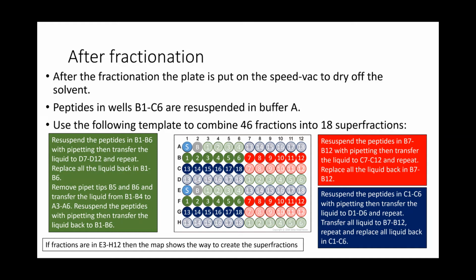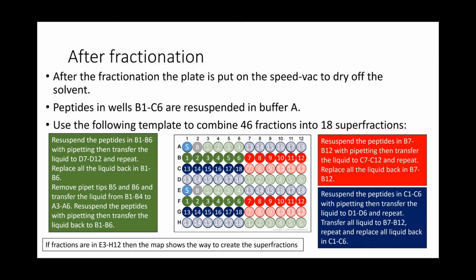So after fractionation, we need to combine those 46 fractions into superfractions. We take that plate that has those 46 on there, and we put it in the speed vac and we dry off the solvent. There are two reasons why we dry off the solvent. One is because we want to get rid of the high pH solvent, and we want to add our low pH solvent to prepare it for the LC mass spec system. And the second reason is because we don't want as much solvent.